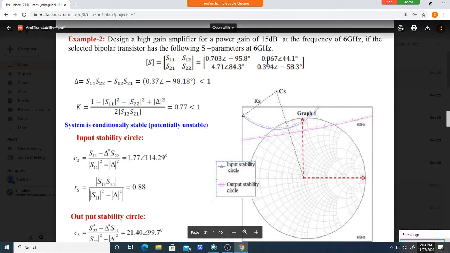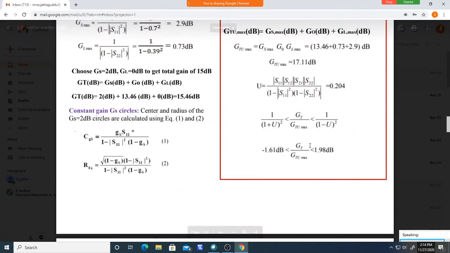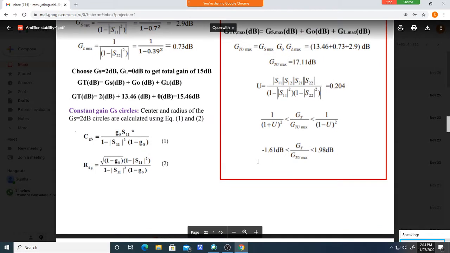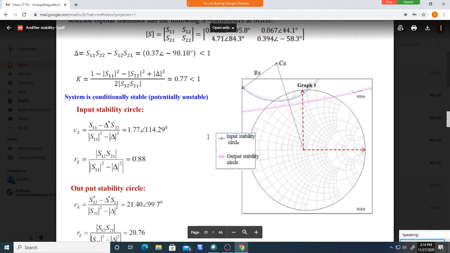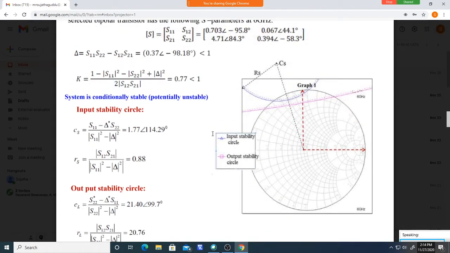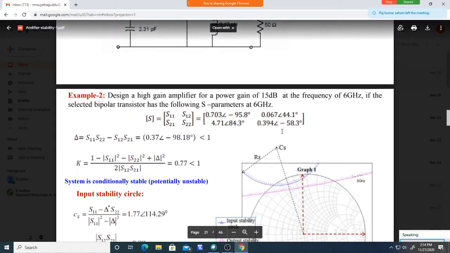But for this problem you should first do the unilateral figure of merit, and you should get the limit like this. After testing, if it is very small, you can proceed for unilateral design. Usually in the examination we will provide it, but you should do it. This is what you have to check first.